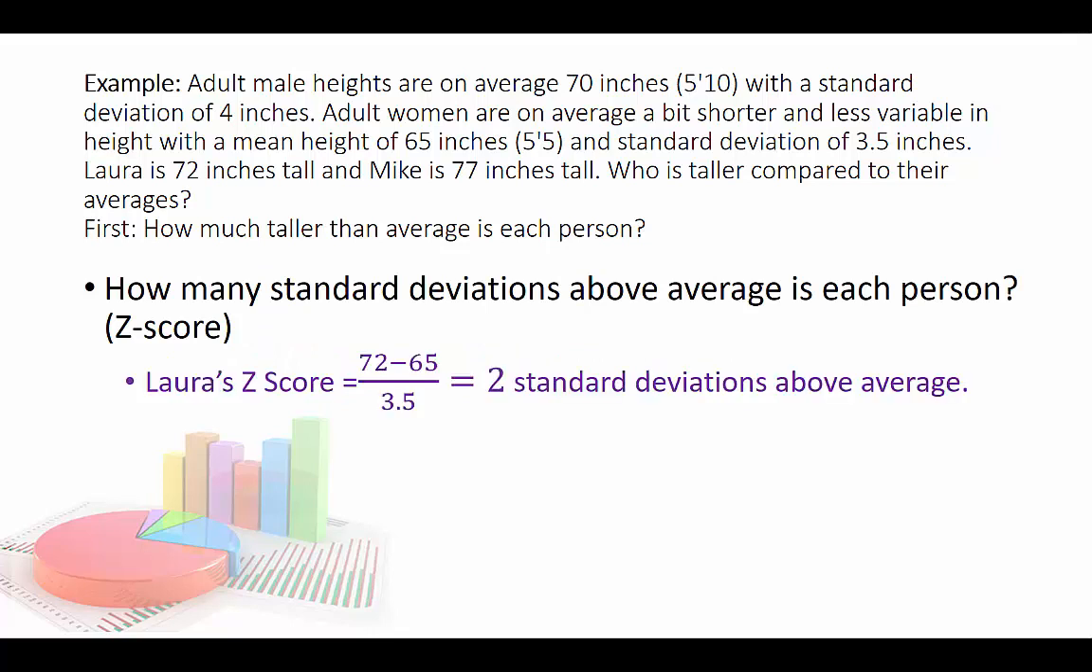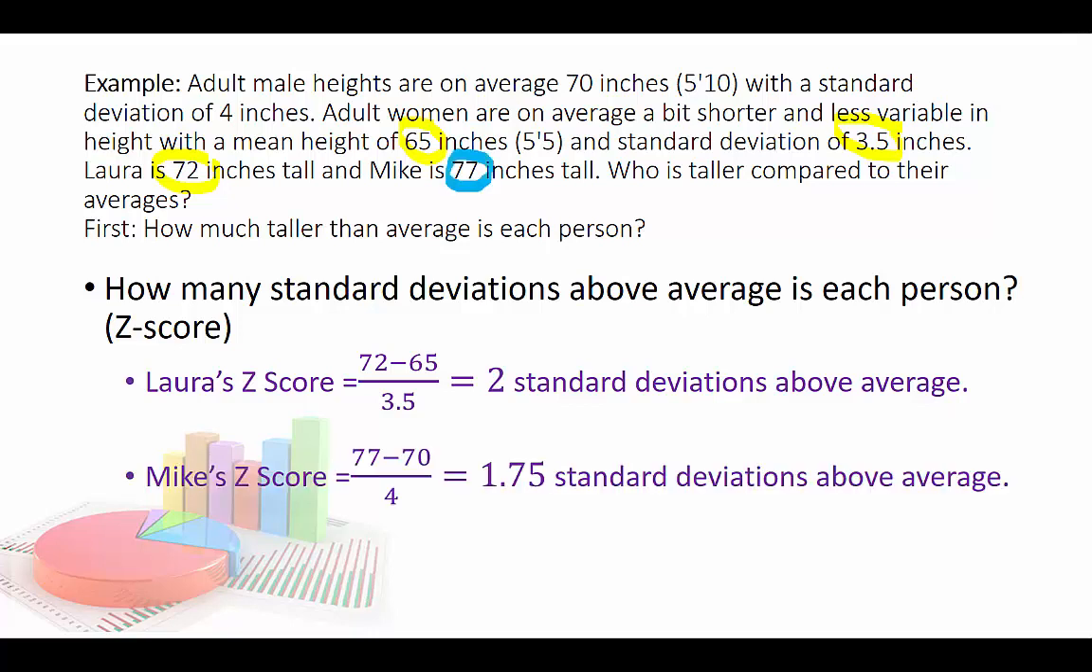Laura is 72 inches tall. The average is 65, and the standard deviation is 3.5. So 72 minus 65, divided by 3.5, gives a z-score of 2. She is 2 standard deviations above average. Mike is 77 inches tall, and that's above the 70-inch average with a standard deviation of 4 inches. He's 1.75 standard deviations above average. So compared to within the group, Laura is taller than a larger percent of her group than Mike is. So Laura is taller compared to her group.